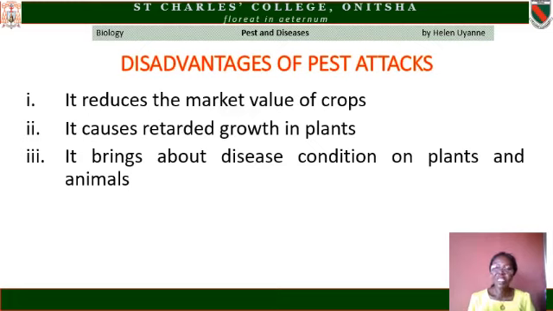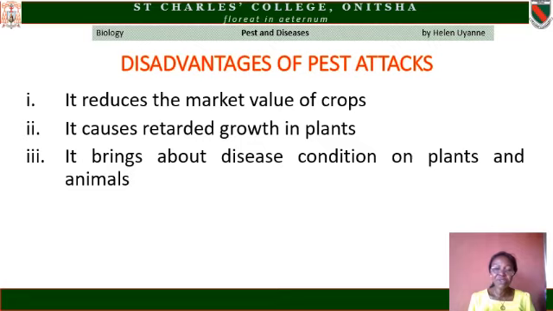Now we come to the disadvantages of pest attacks. Since the pest is an enemy to man, livestock, and the crops, you can see that they reduce the market value of crops. If you have your vegetables attacked by pests, when you take them to the market, nobody will look at you and that crop. So the money you spent in planting it is wasted. That has reduced the market value.